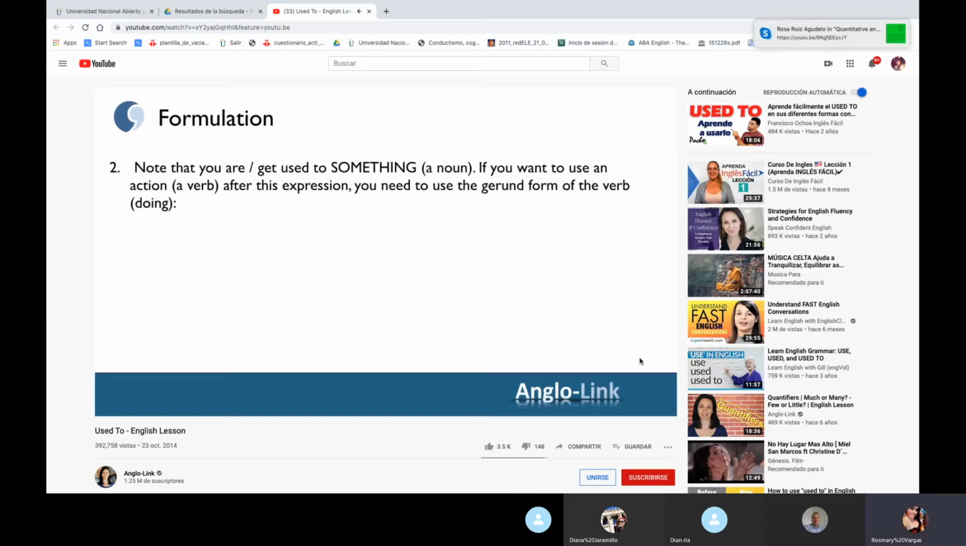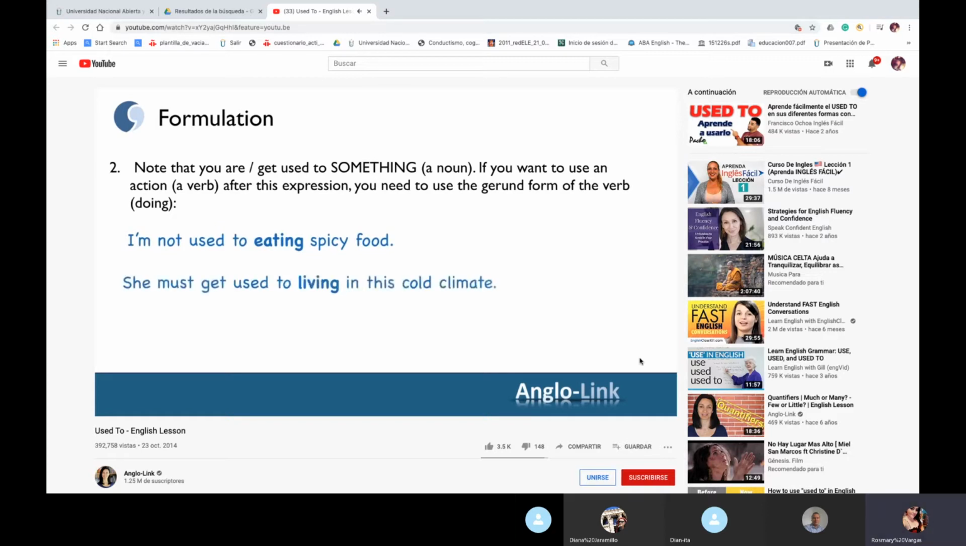Note that when you are or you get used to something, it is followed by a noun. If you want to use an action, a verb, after this expression, you need to use the gerund form of the verb, doing. For example, I'm not used to eating spicy food. She must get used to living in this cold climate. Athletes are used to doing hard workouts.